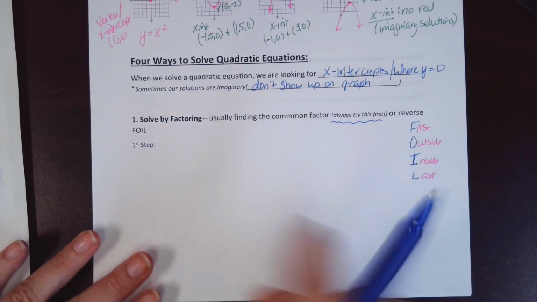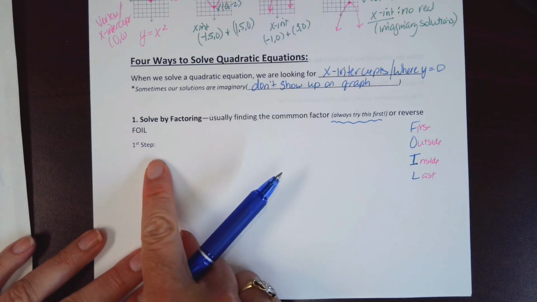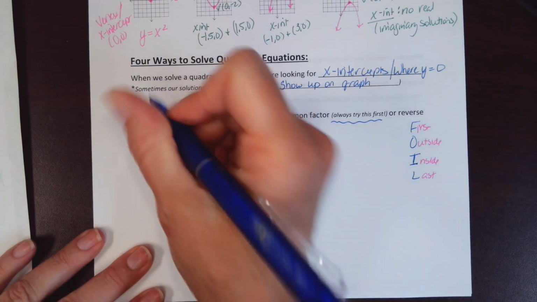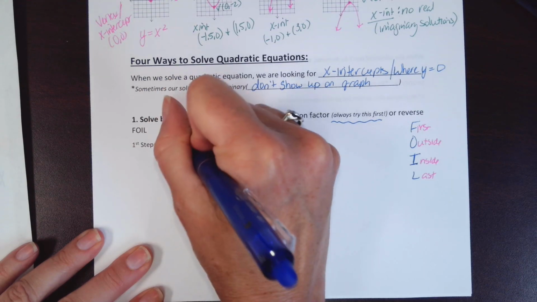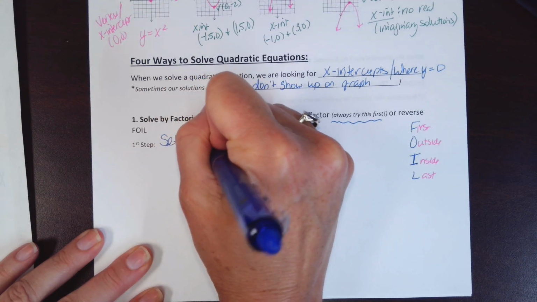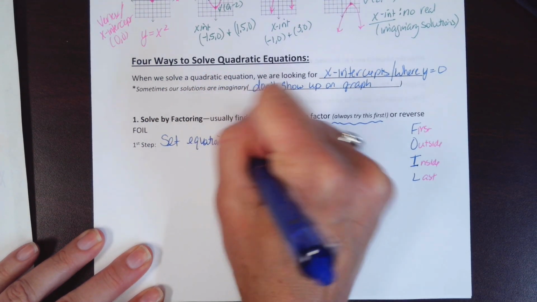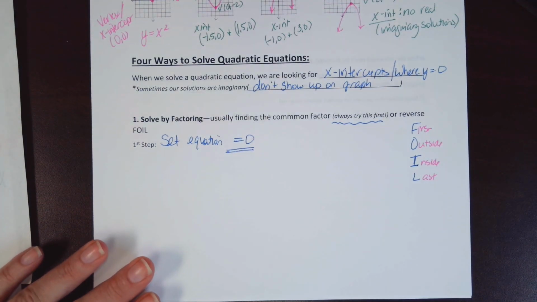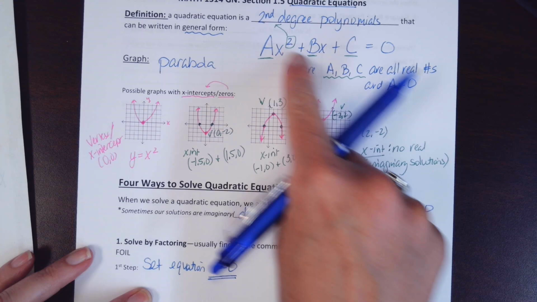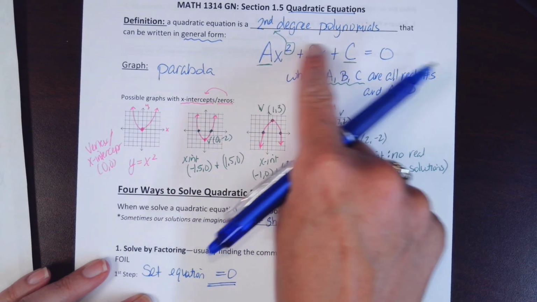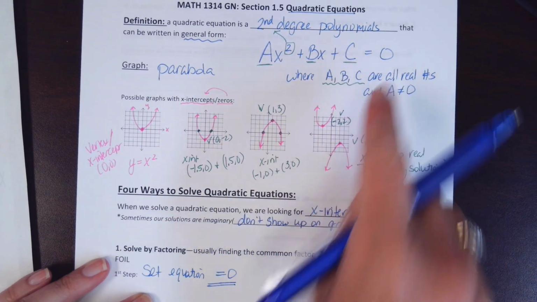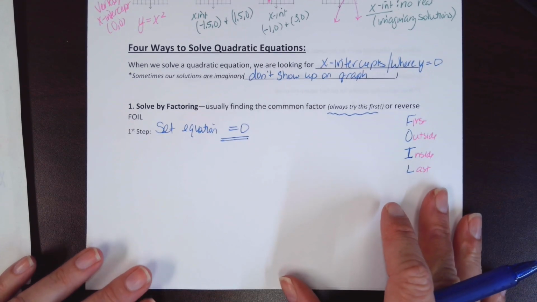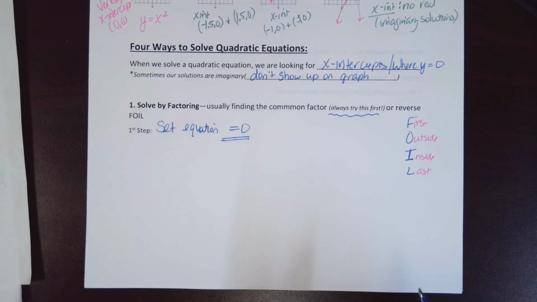Alright, let's focus on this first step. If I'm going to factor by solving, my first step is always going to be to set my equation equal to 0. Set my equation equal to 0, so I get it in that general form where I've got everything interesting on one side, 0 on the other side.